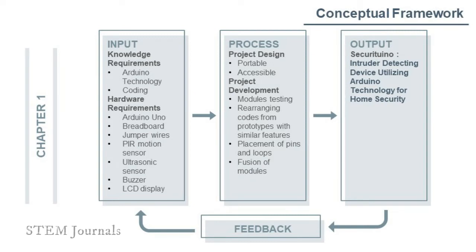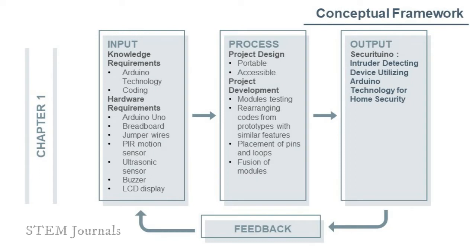So for our conceptual framework, it illustrates and shows what you expect in our study. We use the IPO model, or the input, process, and output. It is a methodology used for capturing and visualizing the inputs, process steps, and outputs, so that we can create our output. For our input, knowledge requirements and hardware requirements are included in this section. We have to have knowledge about Arduino technology as well as the coding. For the hardware requirements, we decided to choose different materials that are significant to our study.